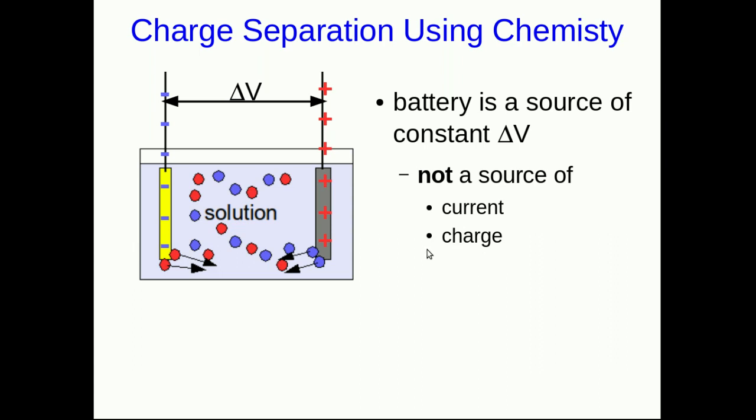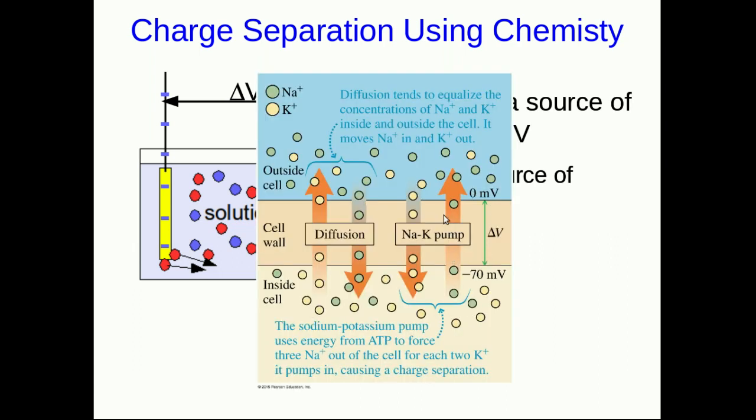Now, humans made out of batteries aren't the only ones to have ever figured this out. Charge separation using chemistry goes on all the time in cells. For example, at cell membranes, there are these things called ion channels, which cells use to pump different ions across their membranes to set up a potential difference across the membrane.